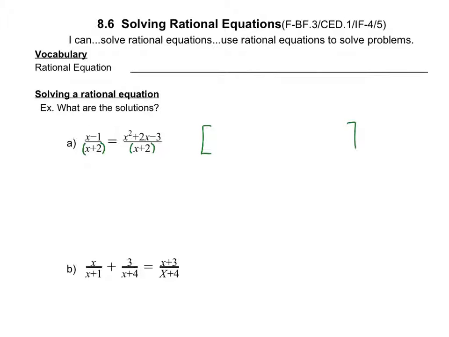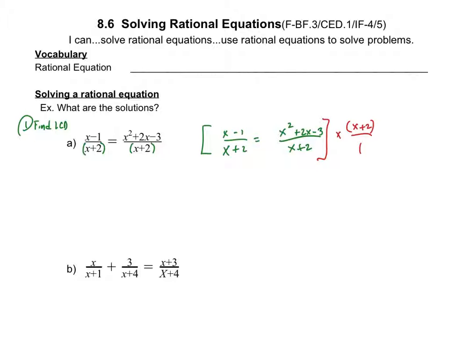So now that we have the common denominator, we're going to go ahead and multiply both sides by that. So I have (x - 1)/(x + 2) = (x² + 2x - 3)/(x + 2), and what I want to do is multiply both sides by the least common denominator, which is going to be (x + 2)/1.